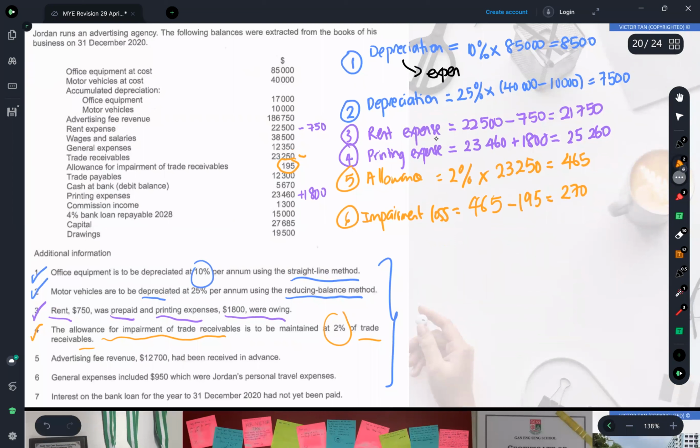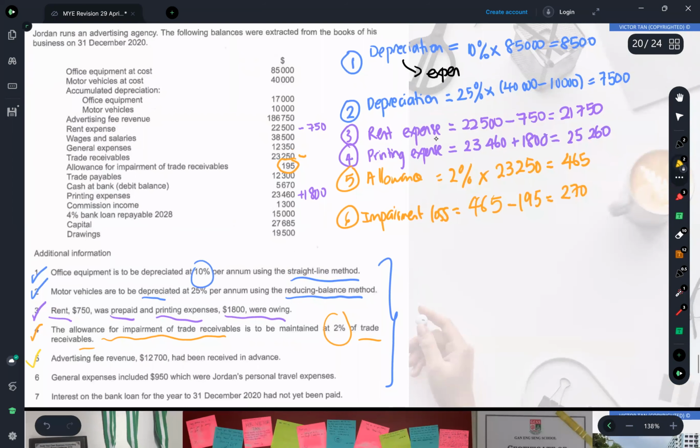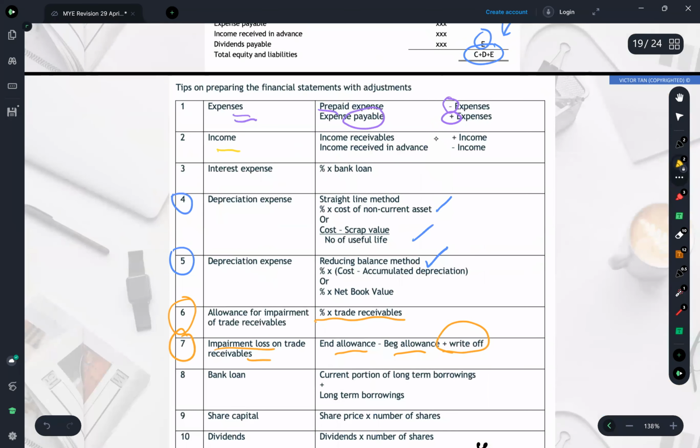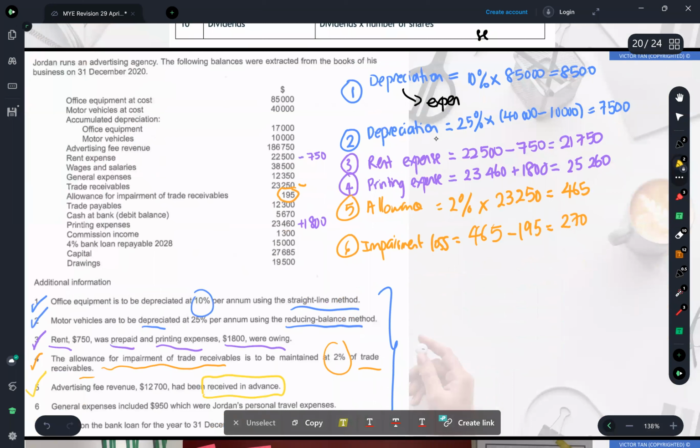Now we do this advertising fee. Number 5, received in advance. So you go to my notes. Have or not? Income received in advance. Have. So you need to minus your income, right? Income received in advance, you need to minus it off. So your advertising here, you need to minus 12,700.